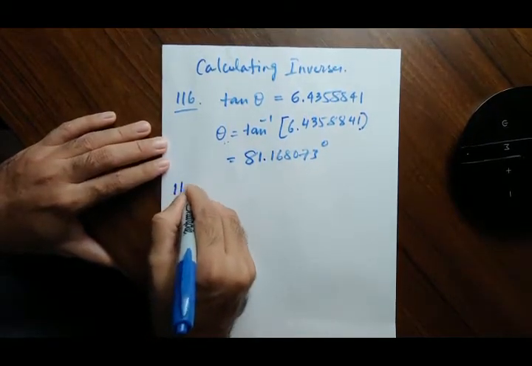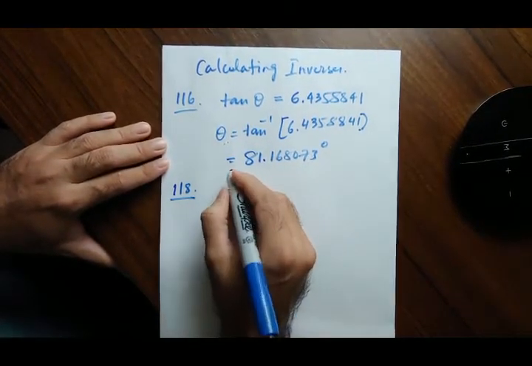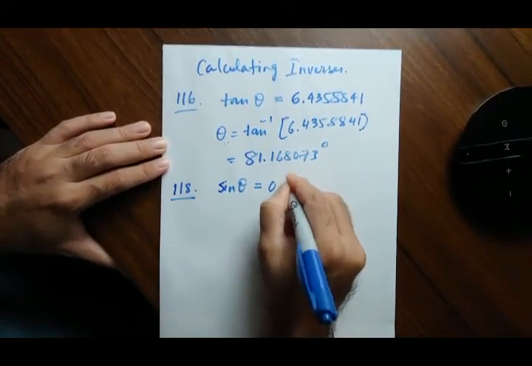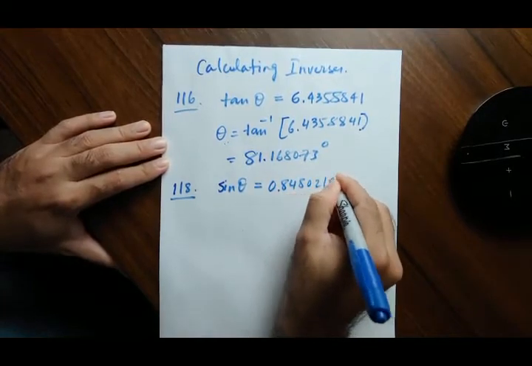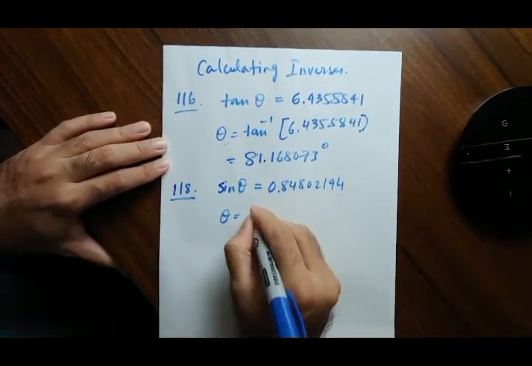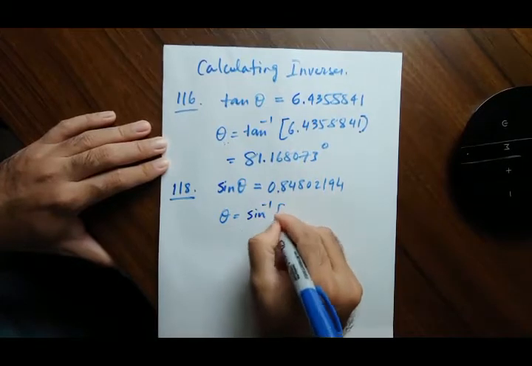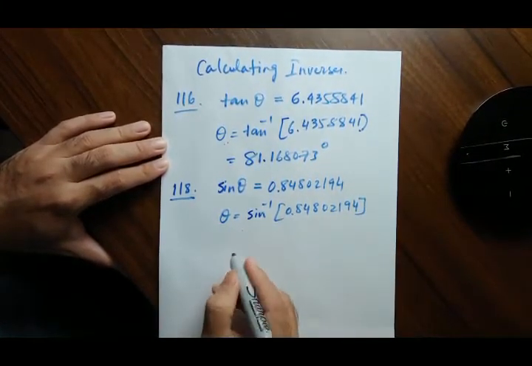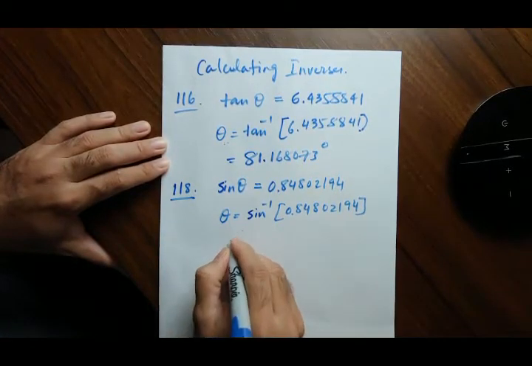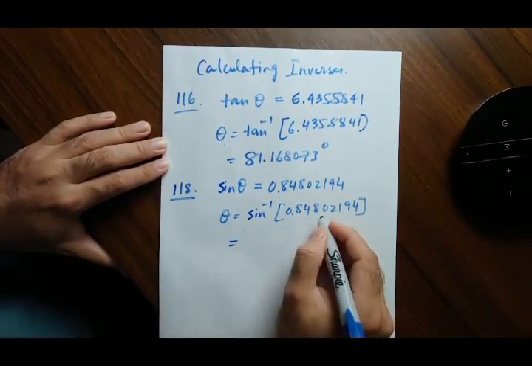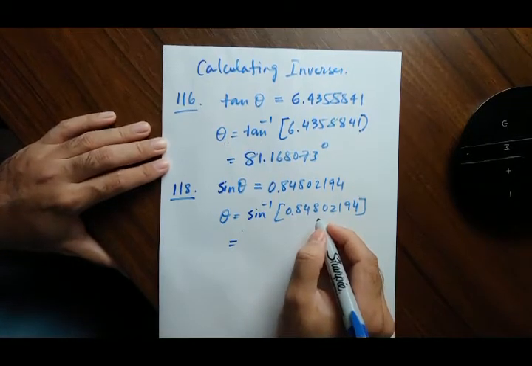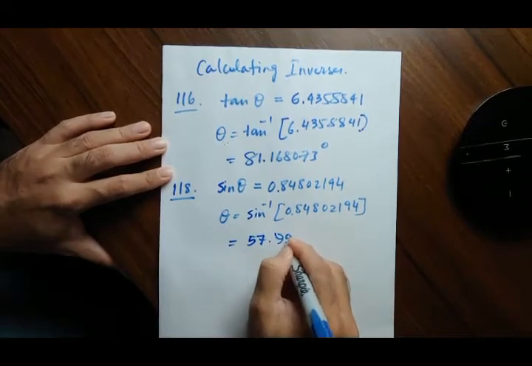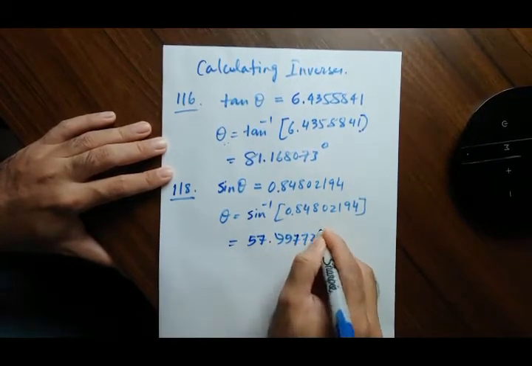Similarly, 118, sine theta equal to 0.84802194. Similar idea, theta is equal to sine inverse of 0.84802194. And if you do this in your calculator, then you will get 57.997172 degrees.